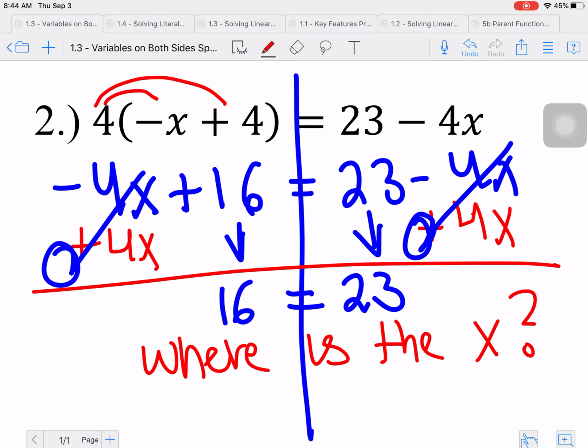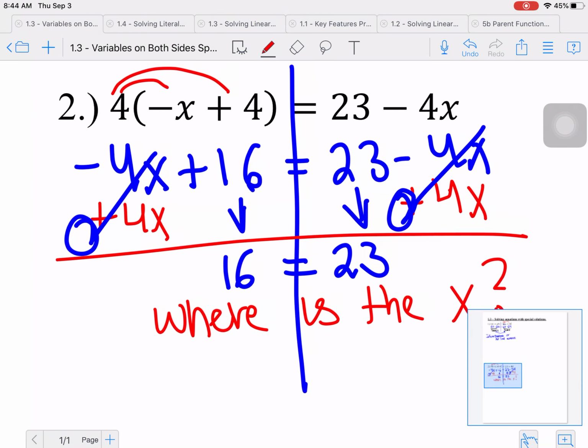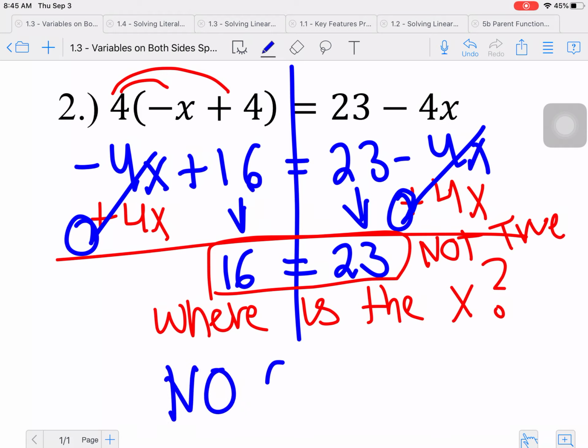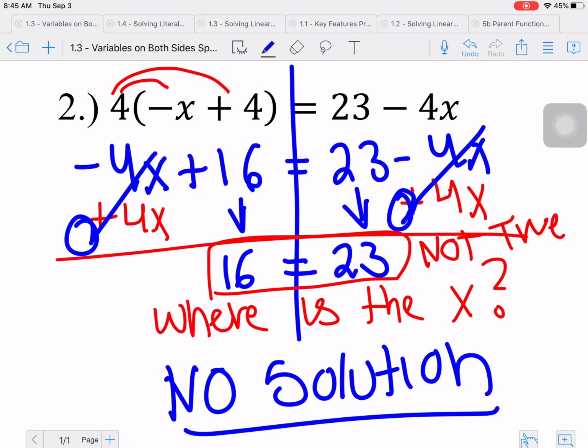Okay, we no longer have an x, which creates a problem. We cannot solve for an x anymore. So we also see that we have a wrong statement. I have 16 equals 23. Well, that is not true. So if and when you get that, the type of solution that you're going to get is what we call no solution. And those are the special cases that you're going to see. Okay?